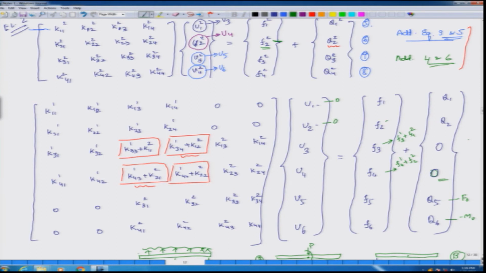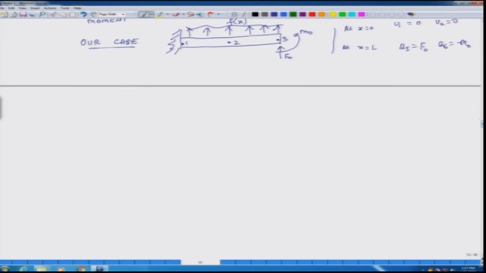And once I put that, then I have 6 equations and 6 unknowns, which are u3, u4, u5, u6 and Q1 and Q2. So, now I have 6 equations, 6 unknowns, I can solve and get all these values. Okay. There is another boundary condition which I did not talk about, and that is, suppose you have a spring at the end.